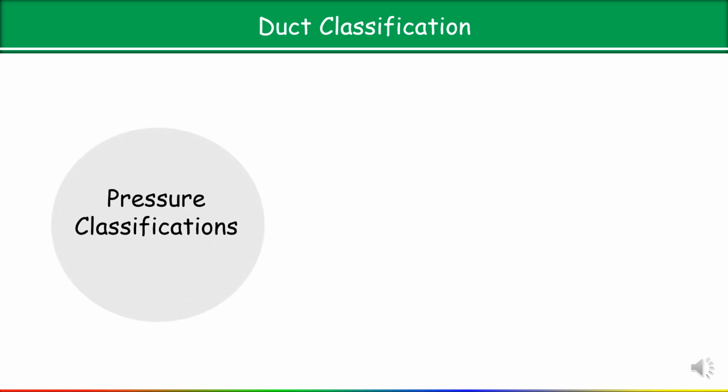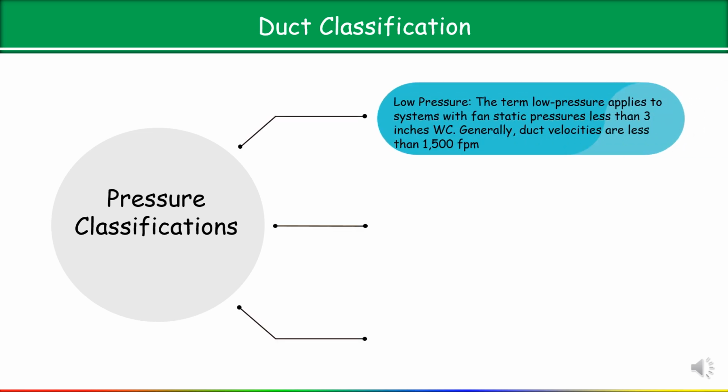Next, we'll discuss the duct pressure classification. This duct pressure classification categorizes ducts based on the static pressure they are designed to handle. The first one is the low pressure duct. The term low pressure applies to systems with fan static pressure less than 3 inch of water column. Generally the duct velocities are less than 1500 fpm. Remember, the low pressure duct system is common in residential and light commercial HVAC systems.